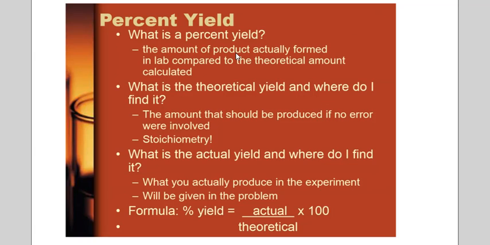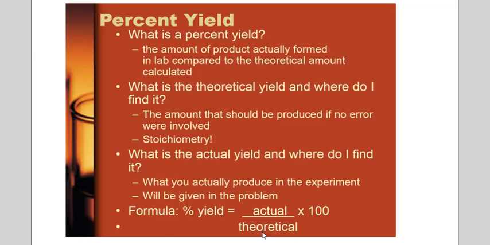So what is the theoretical yield, and where do I find it? The amount that should be produced if there were no error involved. This comes from stoichiometry. So theoretical yield is the amount you would get in a perfect world. It's the amount that you calculated you would get from your stoichiometry problem. So the actual yield will have to be given to you in the problem, because you can't just stop taking a quiz or a test, hop over to the lab, do the lab, and get some data. So it'll be given to you.